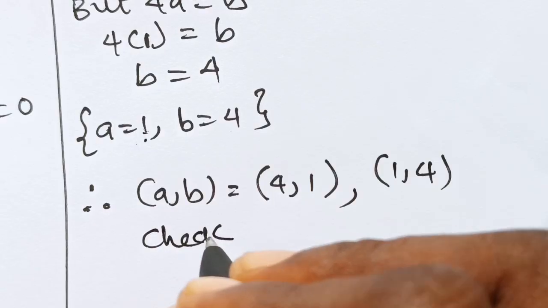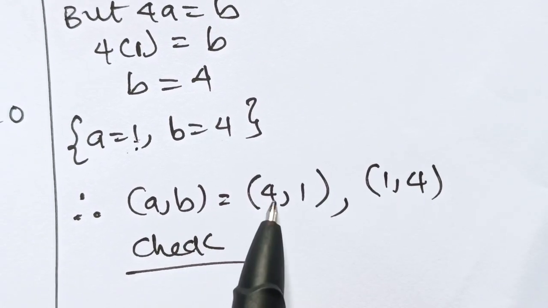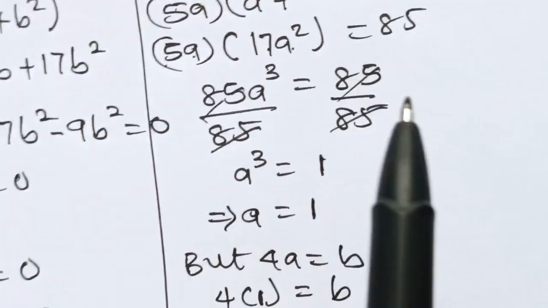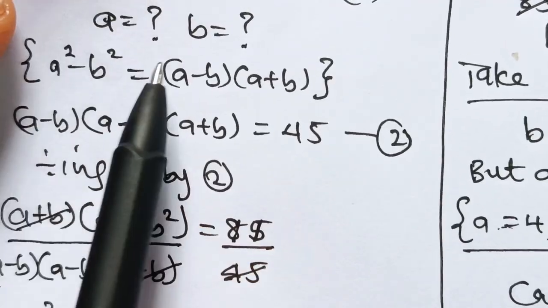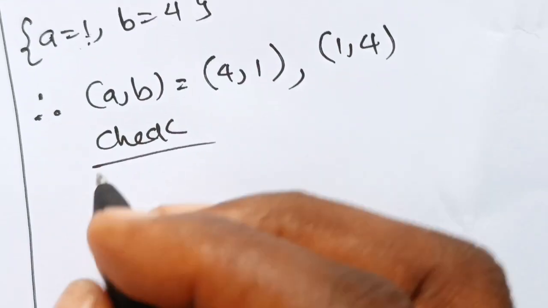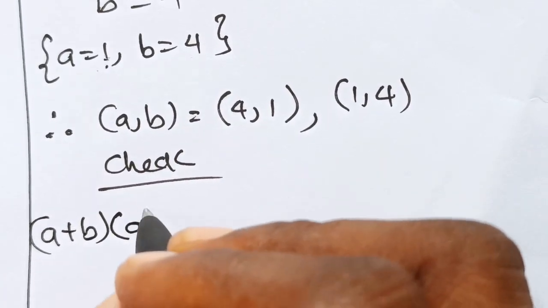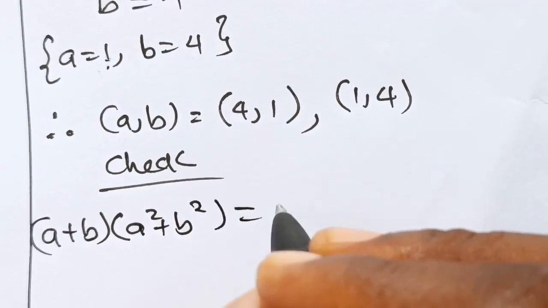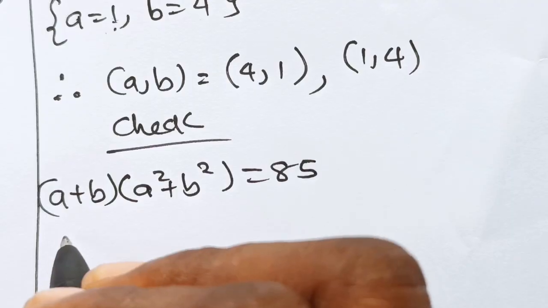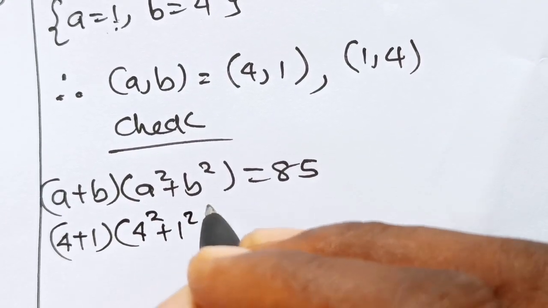We're just going to use one of these answers to check. So let's use this first one, (4, 1). That is when a is 4 and b is 1. Let's substitute into one of the equations. Let's use the first one: (a + b)(a² + b²) is equal to 85. So when a is 4, b is 1, we have (4 + 1)(4² + 1²).